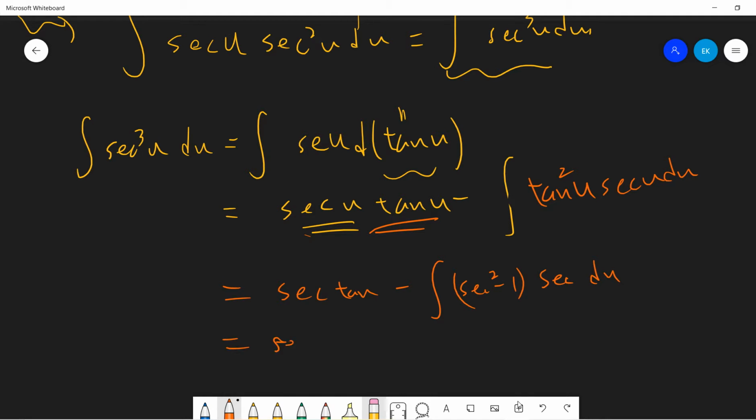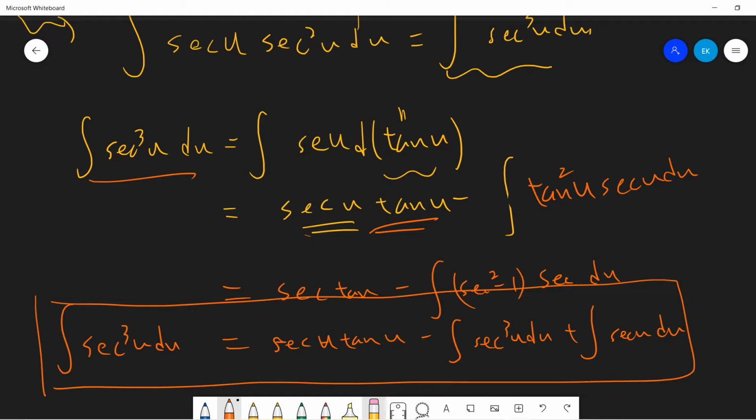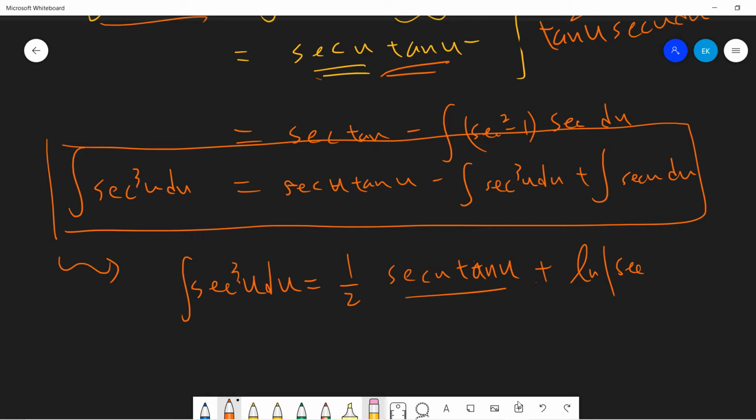So it's secant tangent, let me just write quickly, minus secant cubed du plus secant u du. So this guy is the integral of secant cubed u du, right? So you have this, and if you see carefully, you can combine these two. So you get half secant u tangent u plus the integration of secant, which is the famous log of secant plus tangent, and there is a half.